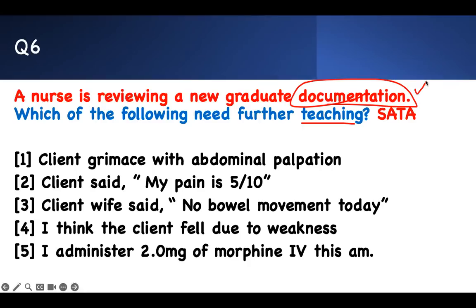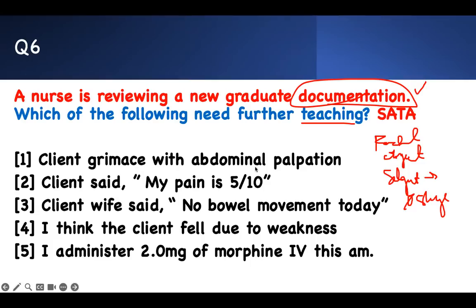Documentation has to be what? Factual, number 1. It should be objective, what you observed. It should be subjective, what the patient is saying. The family member is part of it, right? There should be no slang associated with it. You should document right after you do your assessment, not before you do your assessment. So which one of these?